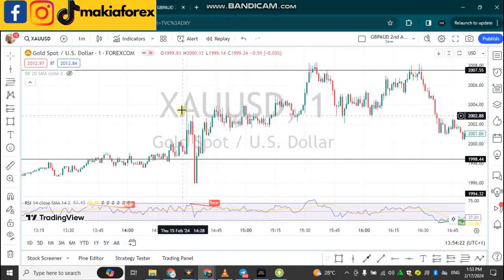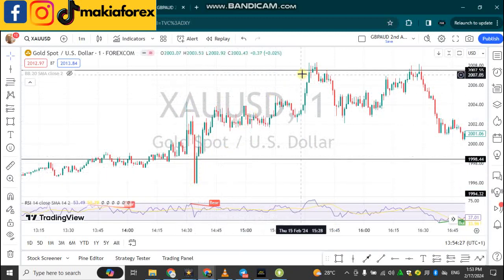So next time the news comes to this area, we know that if the core CPI is bad, it may cause this price to move bullish.